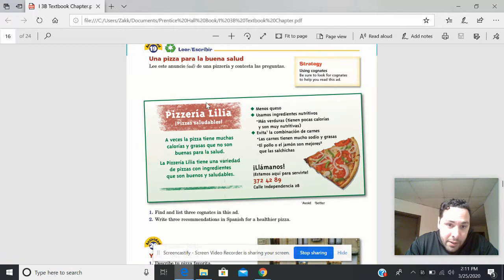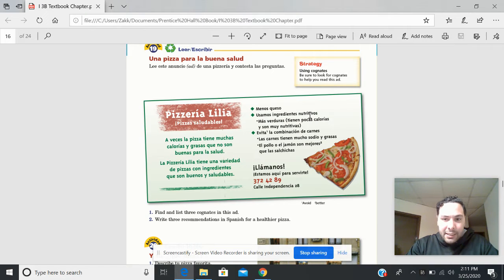Activity 19 was talking about a pizzeria. Okay? Pizzeria Lilia. Pizzas saludables, healthy pizzas. Okay, and we went over this. I didn't read this because I wanted you guys to have enough words to be able to create cognates. So let me go over what this actually means. Okay, so menos queso means less cheese. All right, usamos ingredientes nutritivos. It's use nutritious ingredients. And like I said, those are cognates.